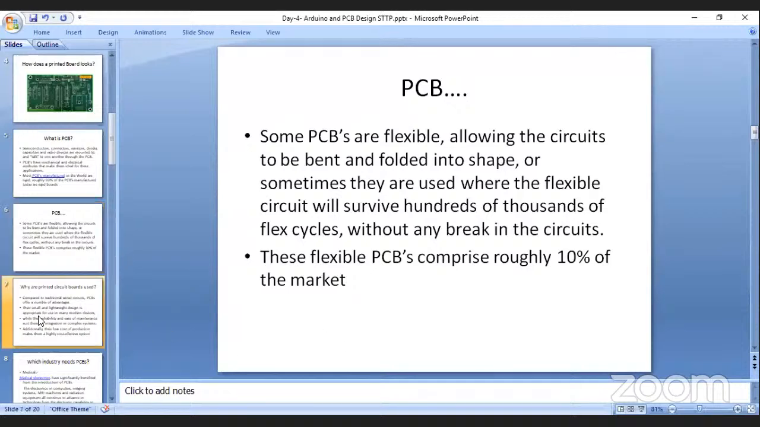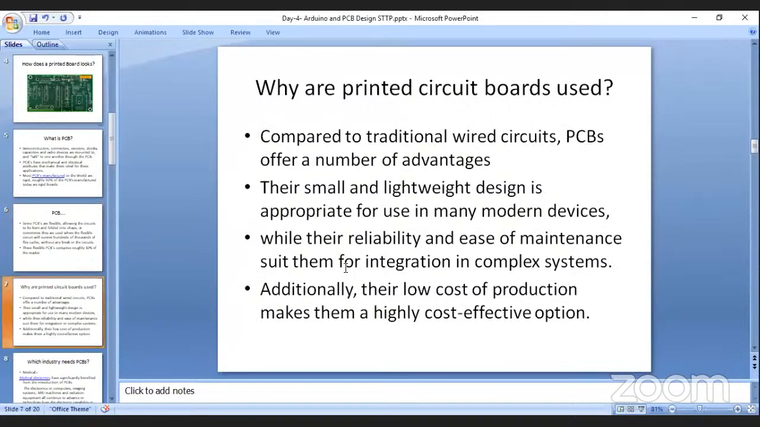So why are printed circuit boards used? Compared to traditional wired circuits, PCBs offer a number of advantages, right? Let us consider you are at the first stage of your project designing.